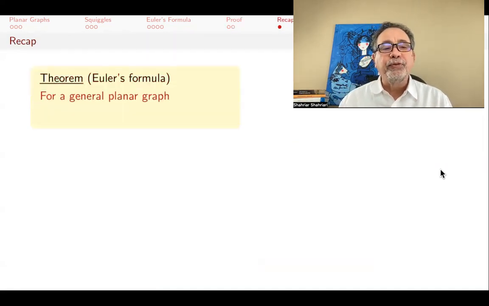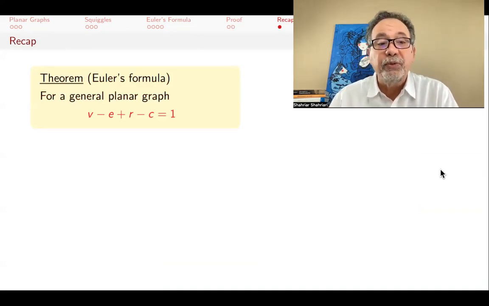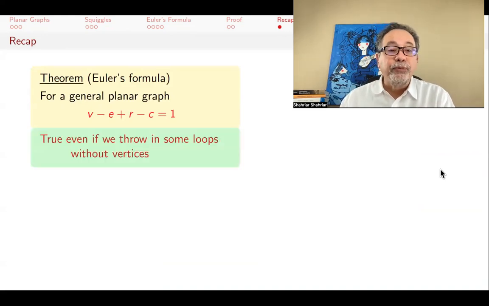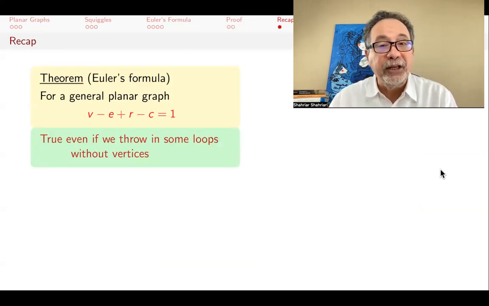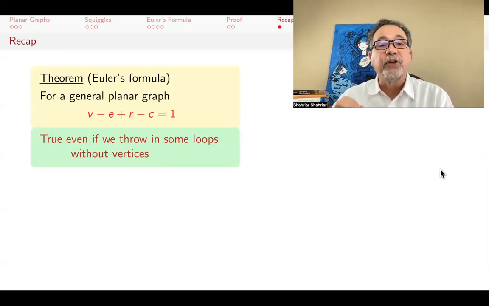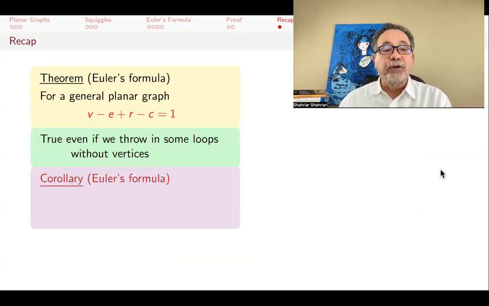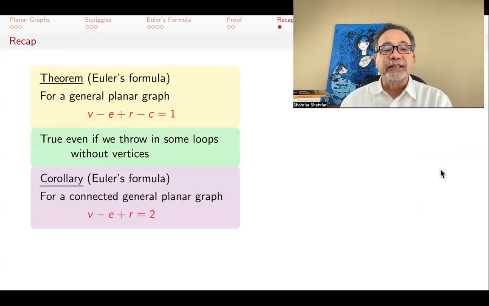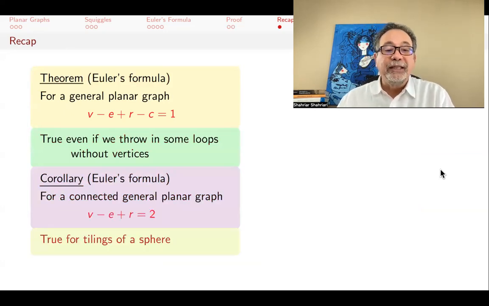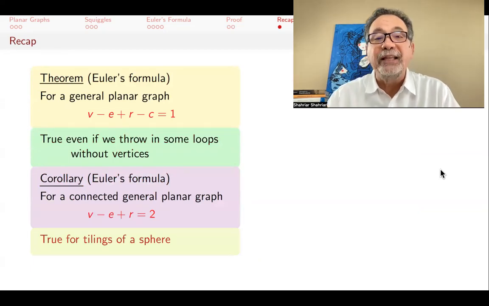Recap, well, we proved that for a general planar graph, V minus E plus R minus C equals 1. Here, C is the number of connected components of the graph. And we, in fact, proved that this is true even if you throw in some loops without vertices. If you do that, then C is not the number of connected components of the graph, but the number of connected components of the vertices. And the corollary of that is that if you have a connected general planar graph, then V minus E plus R equals 2. And this is, among other things, true for tilings of a sphere.